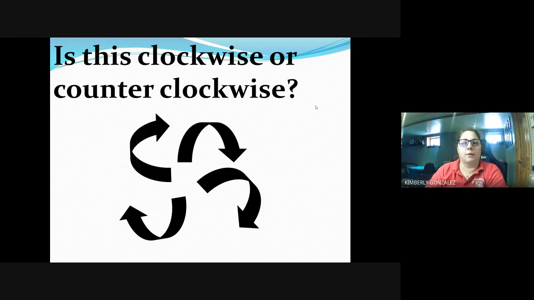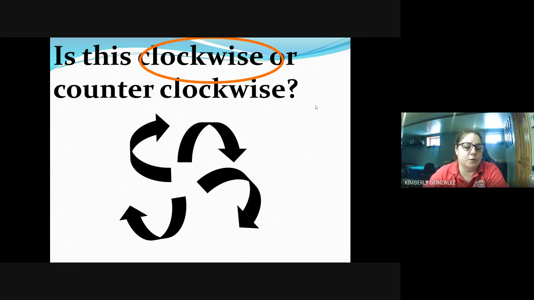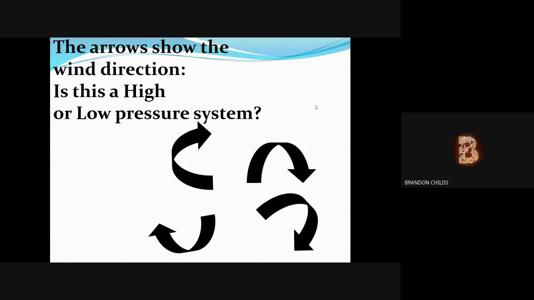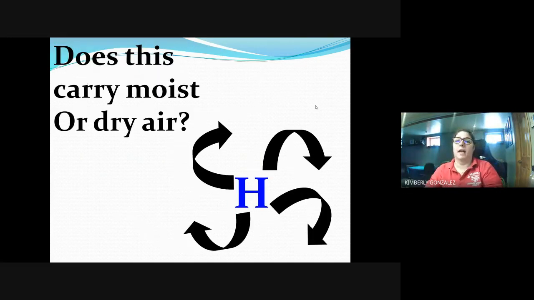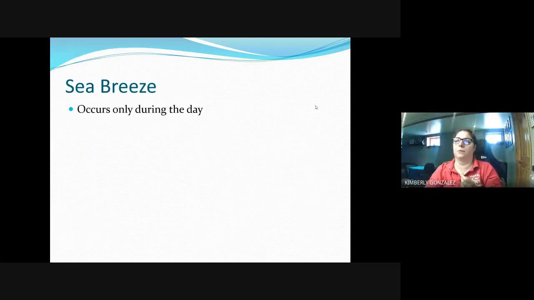Okay? So, is this clockwise or counterclockwise? Clockwise. All right. So, does that mean this is high pressure or low pressure? High pressure. Good. So you're going to have to be able to look at values like this and say, without the H there or without the L there, is this a high pressure system or a low pressure system? And with a high pressure system, do we have moist or dry? Dry. Very good. Okay, so we're going to move on to sea breezes.